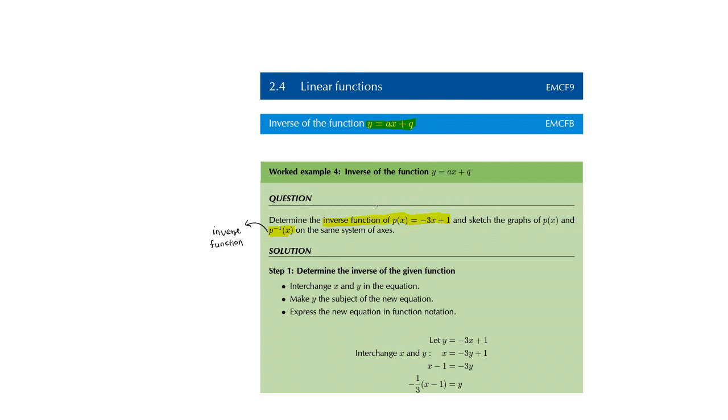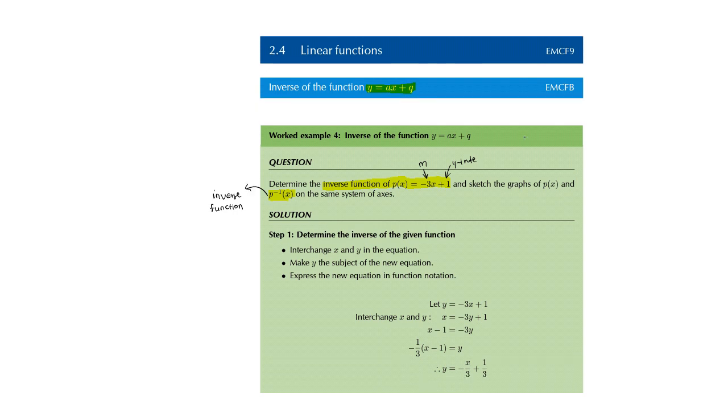Now let's quickly talk about the original function p of x. p of x has a negative gradient of -3. It has a y-intercept at 1. Once you've done that, at least you have an idea of what's going to happen when you plot your original function on your graph. So you know that you have to have a y-intercept of 1 and you have to have a negative gradient. Then what you do is you determine the equation of the inverse of your function.